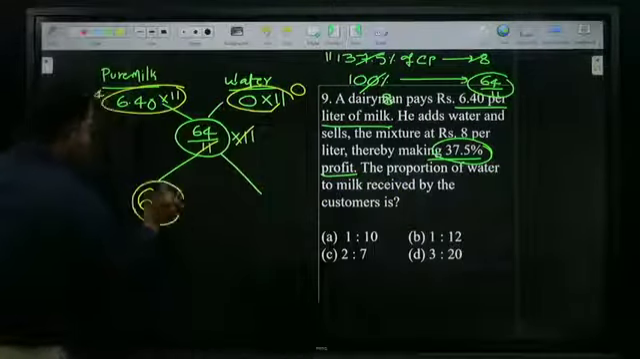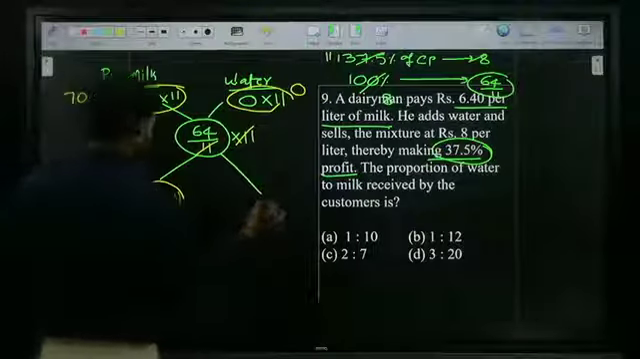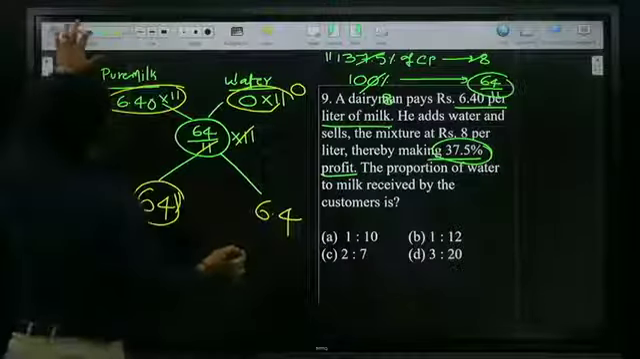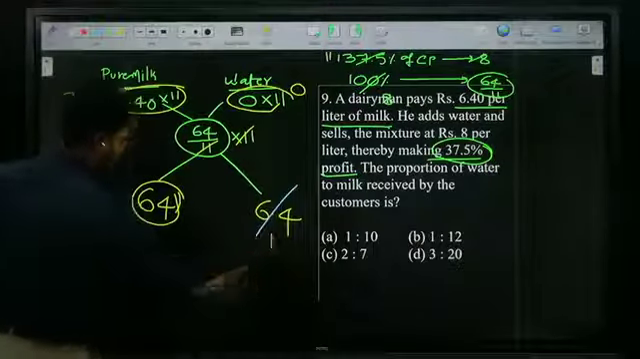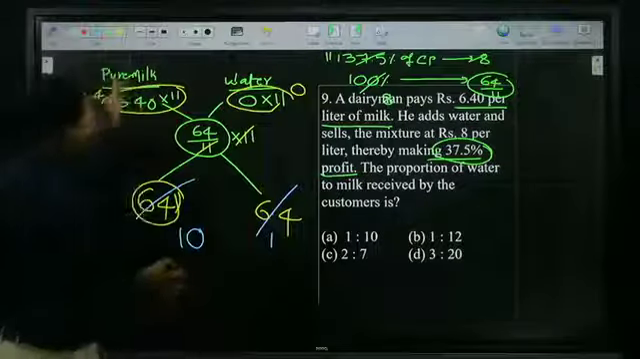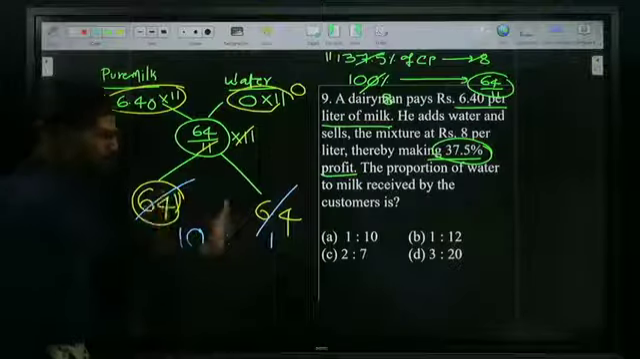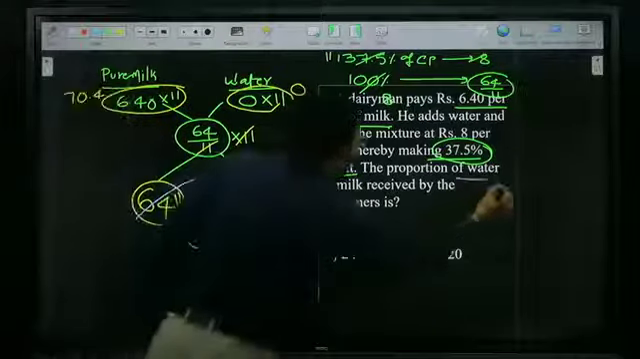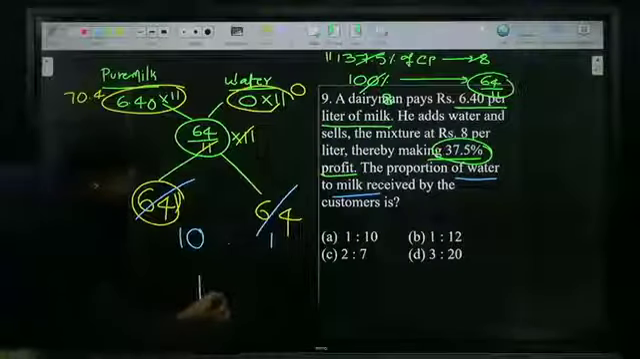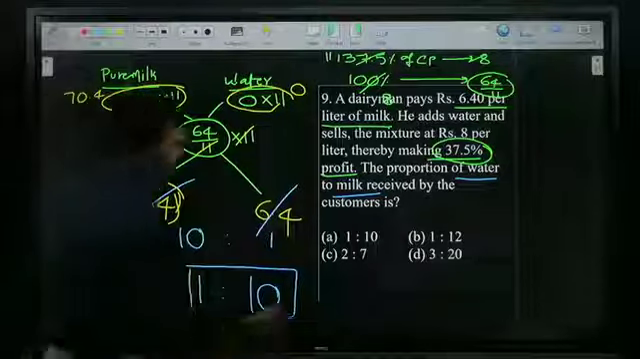64 is the subtraction. Here the subtraction is how much? I think this is 6.4. So how many times? Look at me, all of you. 6.4 one time, 6.4 ten times. They're asking milk to water, 10 is to 1. But they're asking water to milk, which is nothing but the reverse. Water to milk is 1 is to 10. So your option is option A.